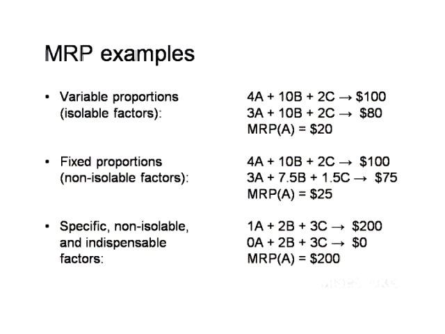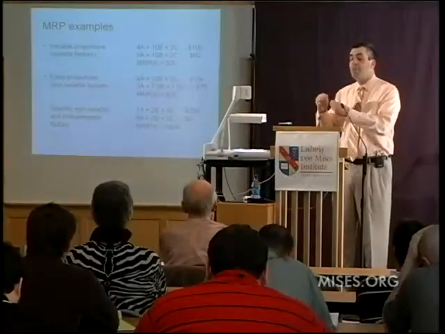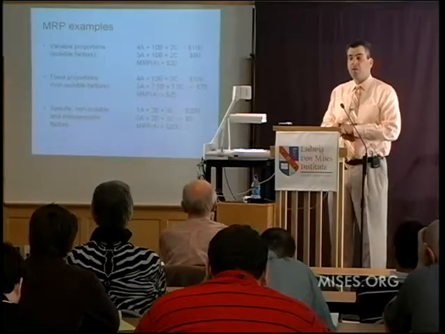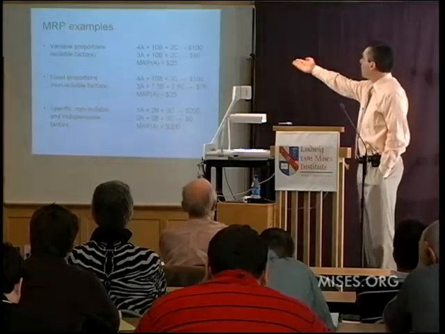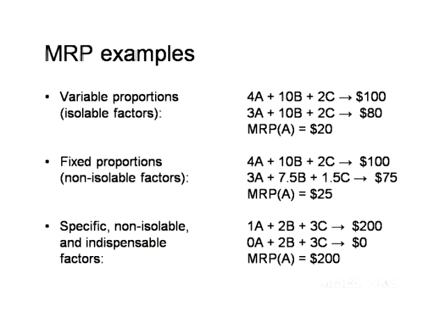As we'll see, some factors do not have marginal products that can be isolated, for reasons that we'll see. What the textbooks describe as variable proportions means a production process where there is some substitutability among the inputs. Imagine a production process that employs 3 inputs, A, B, and C. If you use 4 units of A, 10 units of B, and 2 units of C, you can produce $100 worth of output.